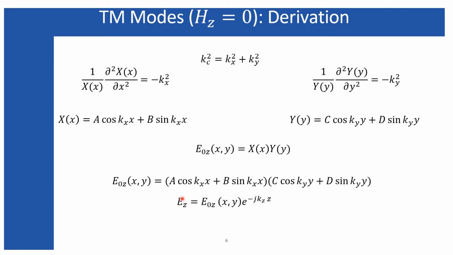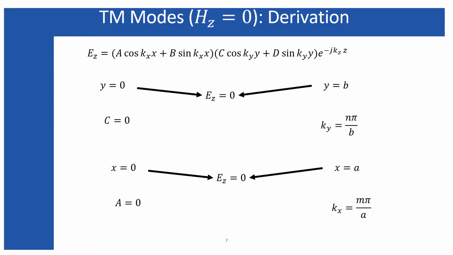And the total electric field, which includes the variations along x, y and z, can be obtained by simply multiplying this exponential factor, which represents the propagation of the electromagnetic wave. Therefore, the longitudinal component of the electric field includes the general solution for x, the general solution for y, and the propagation factor, which represents the propagation of the wave along the z direction. That is the e to the power of minus gamma z factor.